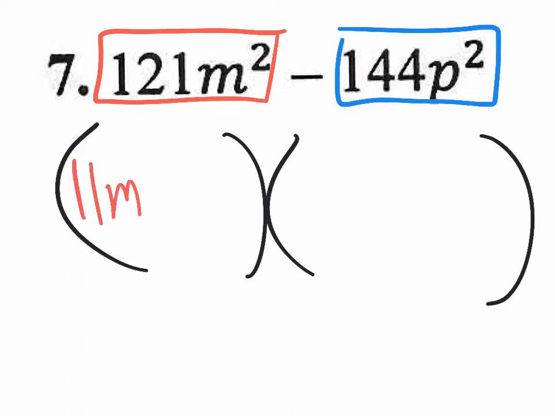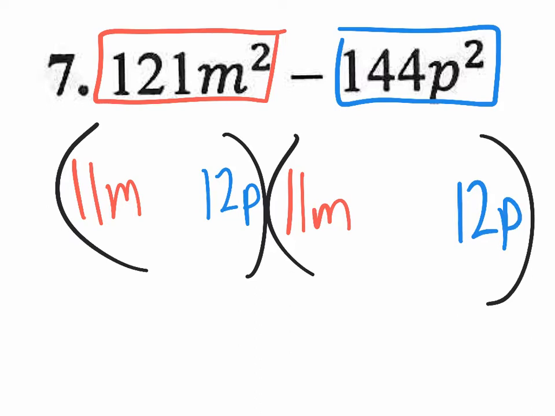11m. What is the square root of 144p squared? 12p. So we're going to put the 11m again, and the 12p again. Now we know that this is not a trinomial, so the middle terms have to cancel out. So what are the signs? One's positive, one's negative. And that is the final factored form right there. Cool?